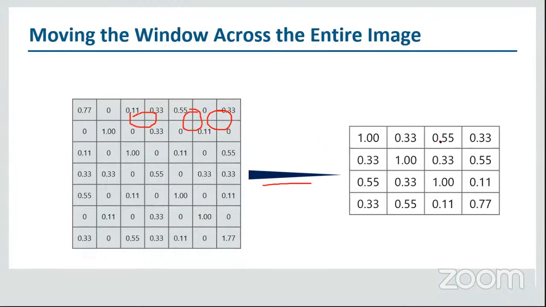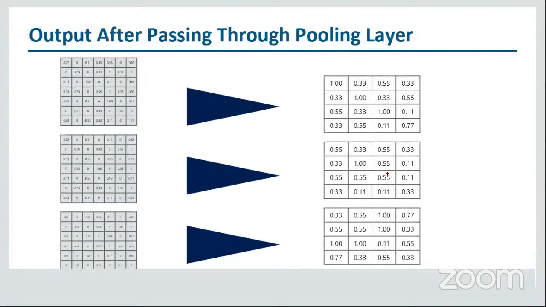It became 1, 0.3, 0.5, 0.3. Anyway, they are all positive values. Now I get this for all the 3 features. Therefore, I had my 9 cross 9, 9 cross 9, 9 cross 9, and it is 4 cross 4, 4 cross 4, 4 cross 4 after the pooling layer.